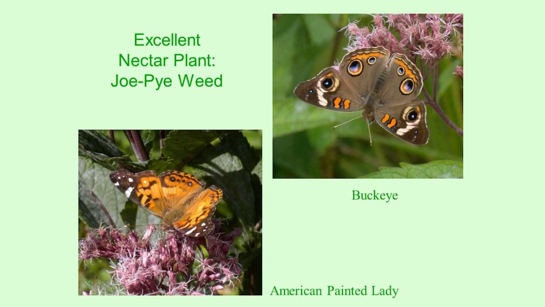So here's another very good nectar plant, and this is a little bit later in the summer, and that's the Joe Pye weed. It likes the soil a little bit wetter than some of the other plants that you might want to plant. It doesn't have to be a wetland by any means, but it likes a little bit more moisture in the soil. And here you've got a buckeye again, and an American lady.